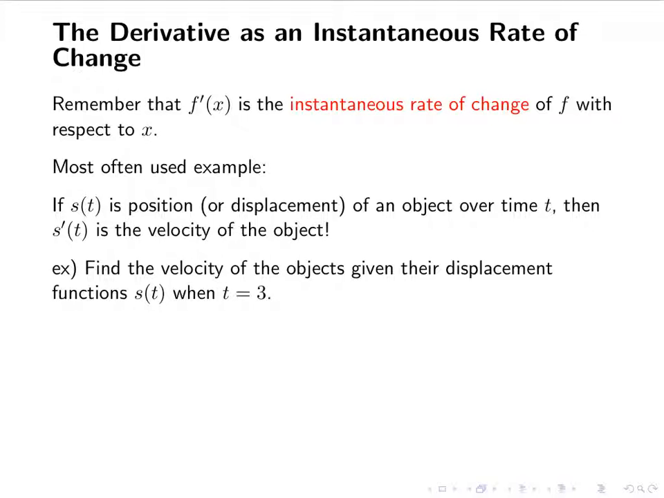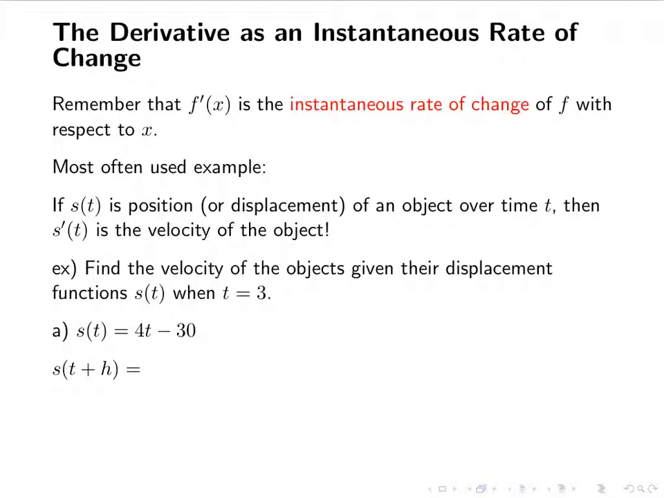So for our first example, find the velocity of the objects given their displacement functions s of t when t equals 3. So our first s function is s of t equals 4t minus 30. In order to find the velocity, we have to differentiate, and that's going to bring us back to that limit definition, the limit as h goes to 0 of s of t plus h minus s of t. So the only difference is that we're changing the letters.